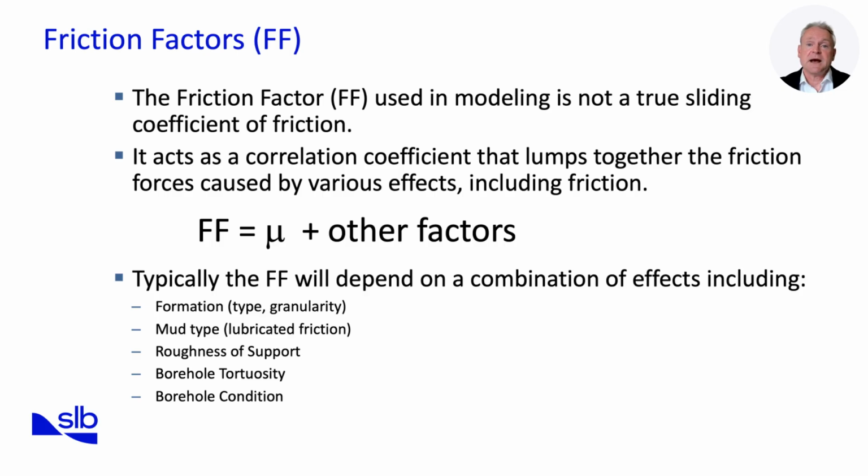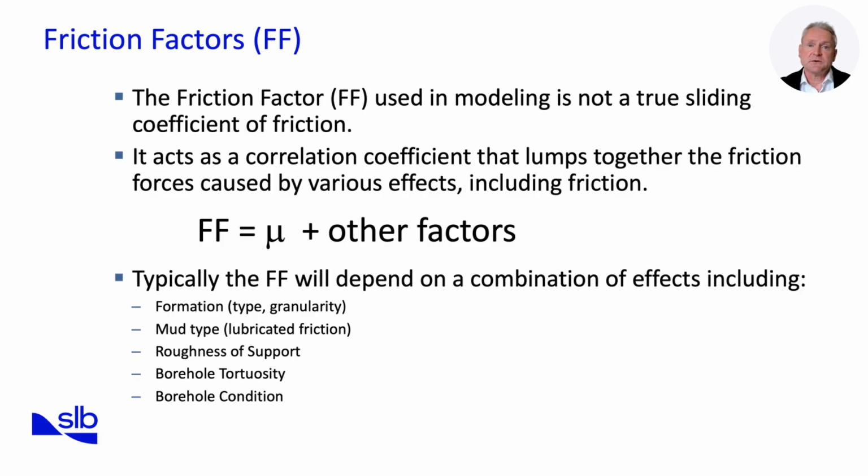This slide explains how the friction factor, or FF, is used in torque and drag modelling. It's important to stress that friction factor is not the true coefficient of sliding friction. Instead, it acts as a correlation parameter that lumps together multiple sources of resistance along the drill string. In the field, friction factor accounts for not only contact friction but also other contributing effects such as borehole roughness, micro doglegs, cuttings beds, and even fluid dynamics. This makes friction factor a practical value, calibrated from observed hook loads and torques, rather than a purely theoretical coefficient.